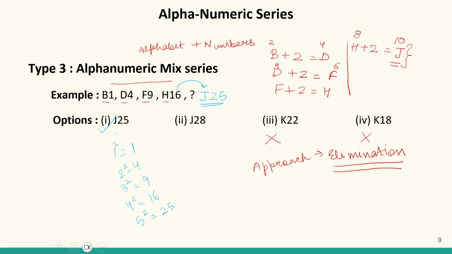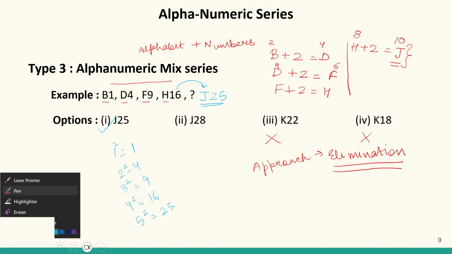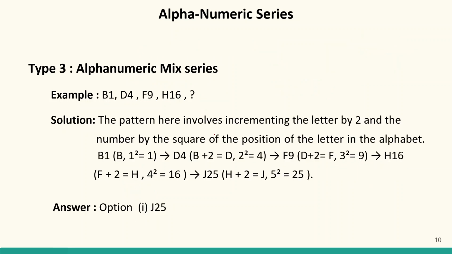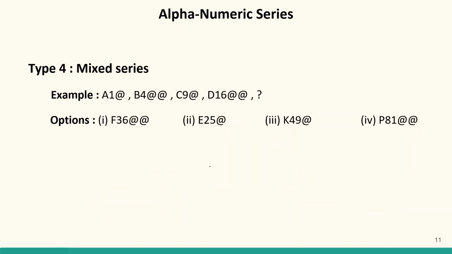J 25. That is your answer. So here is the solution. We are incrementing the letter by 2 and we are finding the square of the next number, right? Then the mix series. In the mix series, I told you there will be alphabets. There will also be numbers.